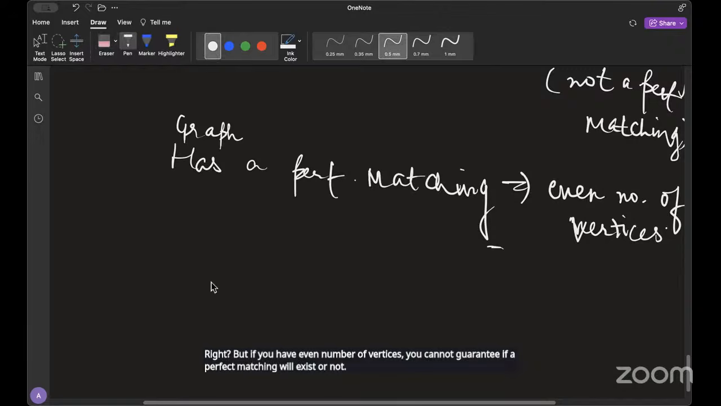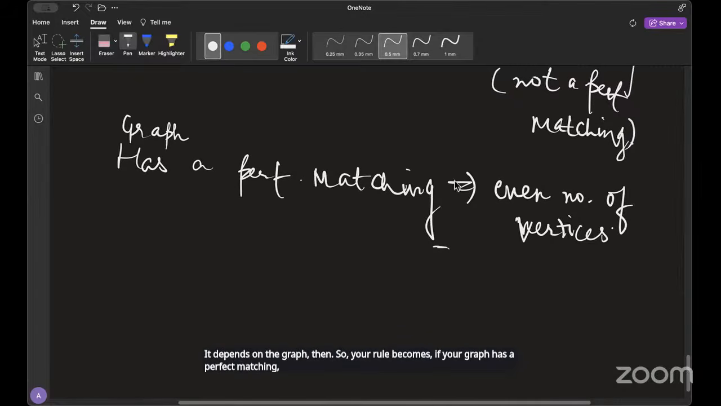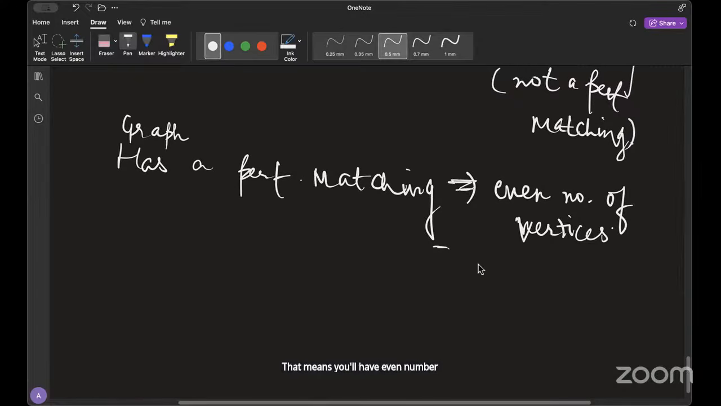Then you will have to look at the graph. It depends on the graph then. So your rule becomes: if your graph has a perfect matching, that means you'll have an even number of vertices. But the converse of this is not true. An even number of vertices does not imply the graph has a perfect matching. Is that okay? Yes, ma'am. Okay.